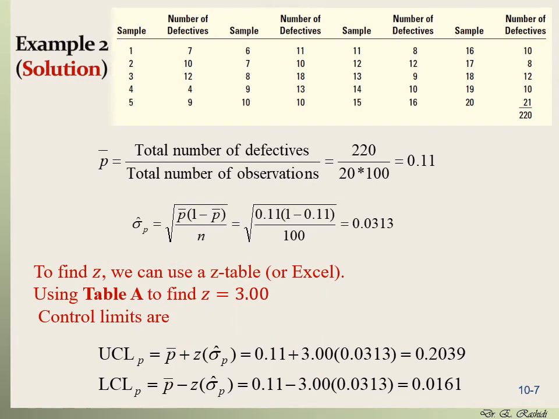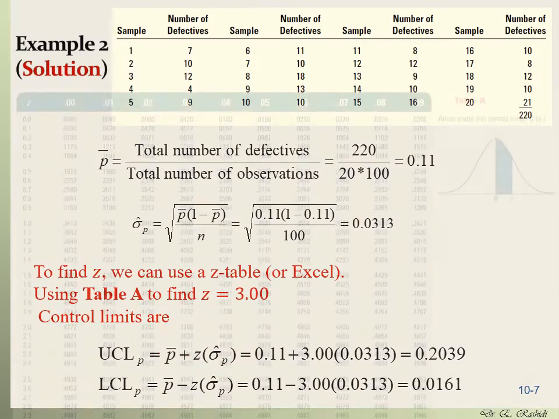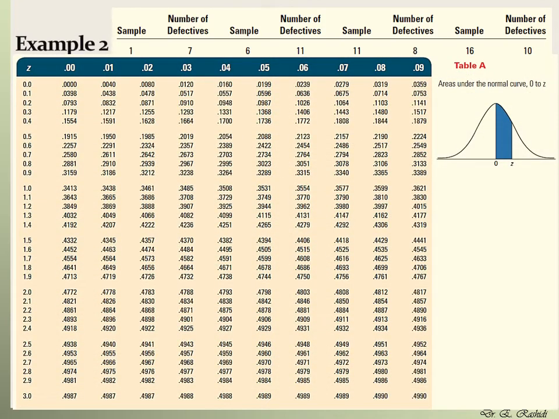So let's solve this problem. Before we move on, if you look at the formula here, we need to compute P bar, or the average or the estimation of P, because we don't have it, and also the standard deviation sigma hat, and also we don't have Z, we need to find Z. So let's first go ahead and find Z from the table. This is table A, we can find Z from this.